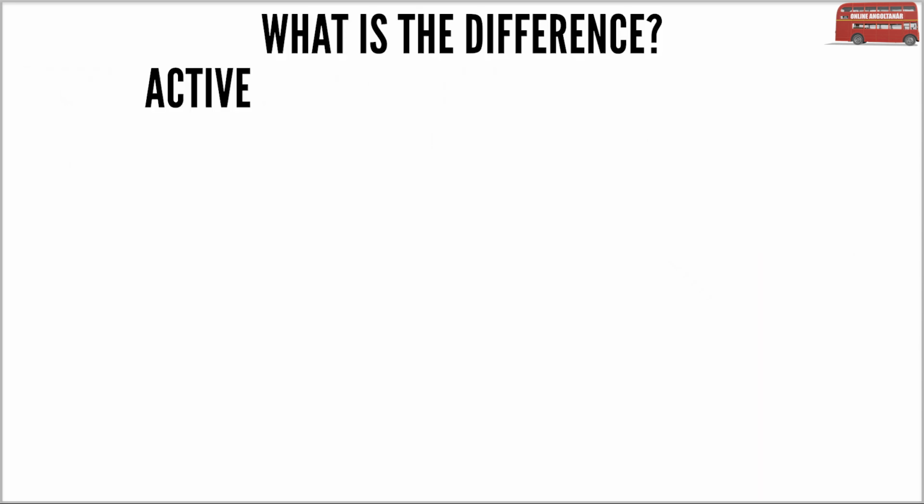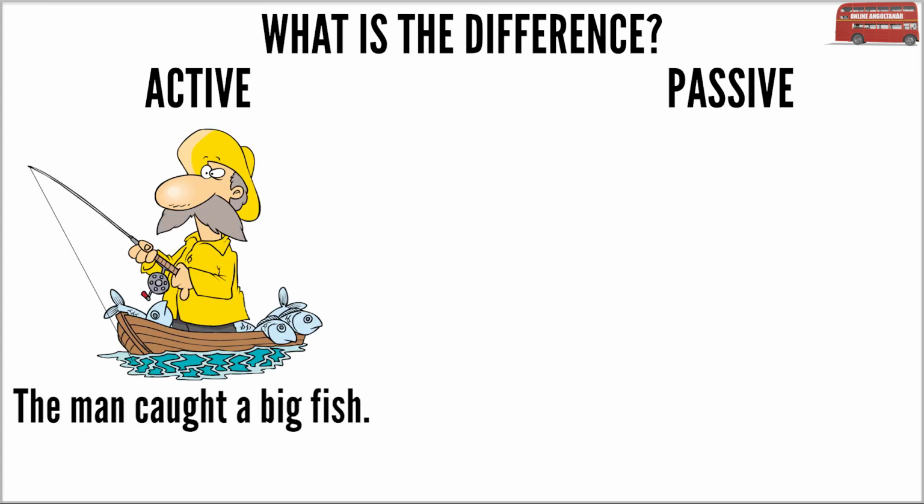What's the difference between the active and the passive sentence? Here's an example for you in the past simple tense. The man caught a big fish. In this sentence, we know who performed the action, and it is important to say who performed the action. The man was the active doer of the activity. He caught a big fish.